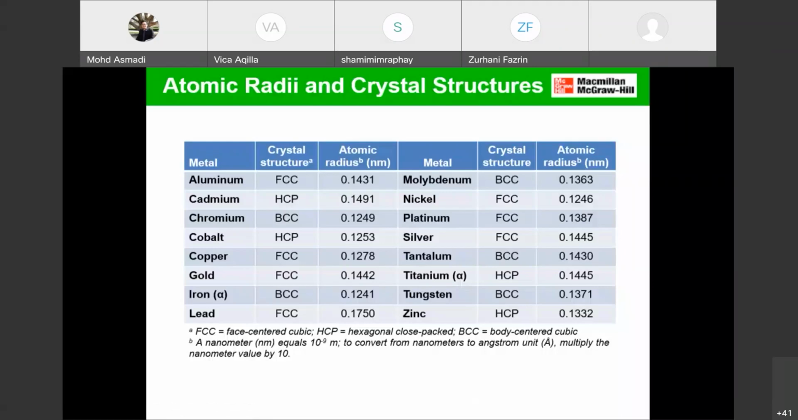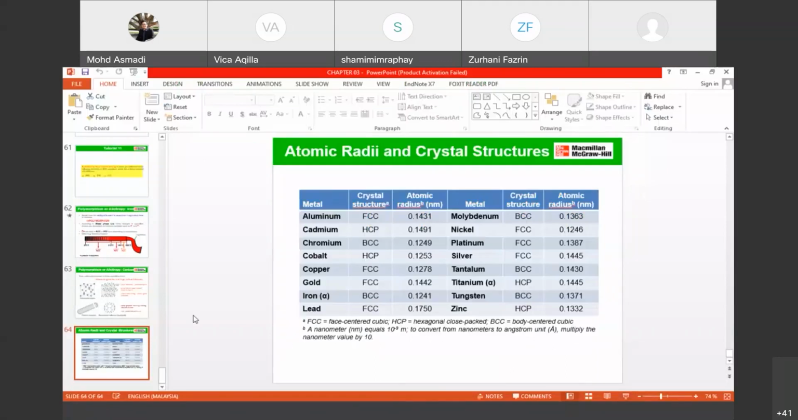Any question for this part? Actually, the main content of this topic is Miller indices, direction indices, atomic packing factor, planar density, and linear density. Any question before we stop? Next week, we will discuss defects, I think, point defects.